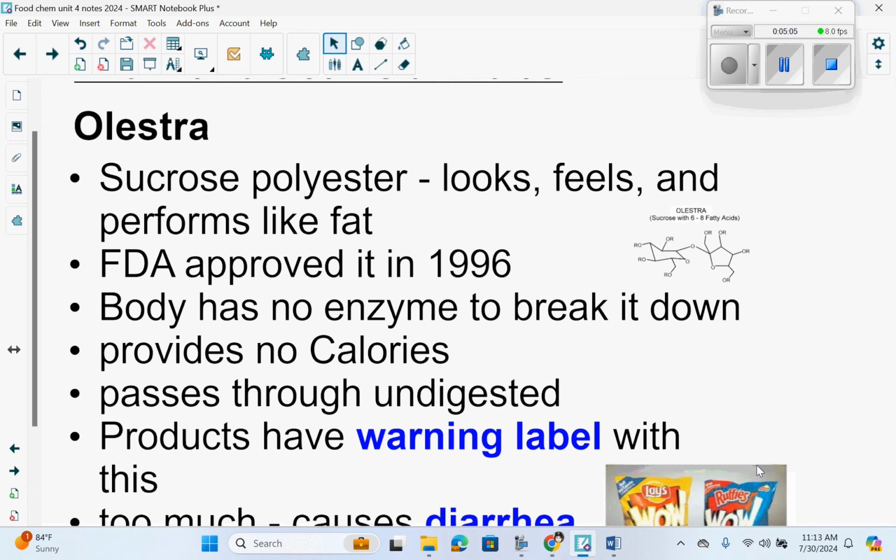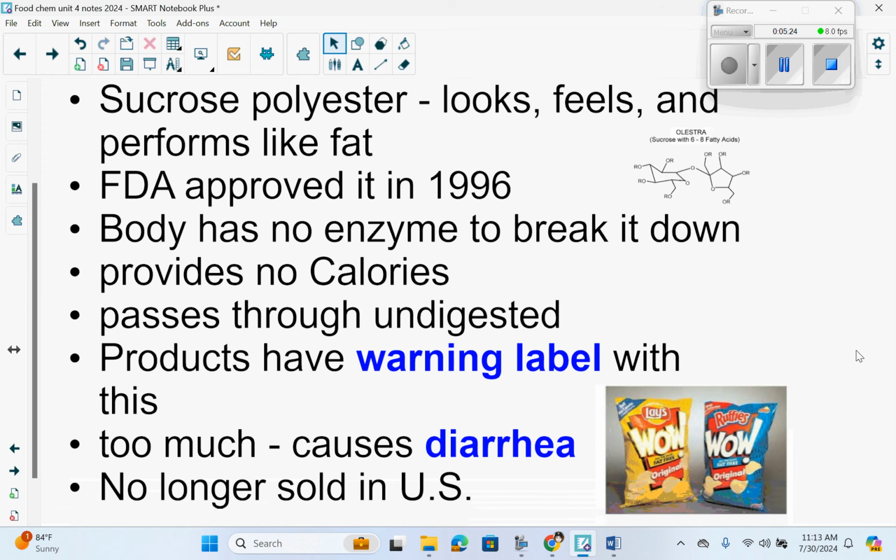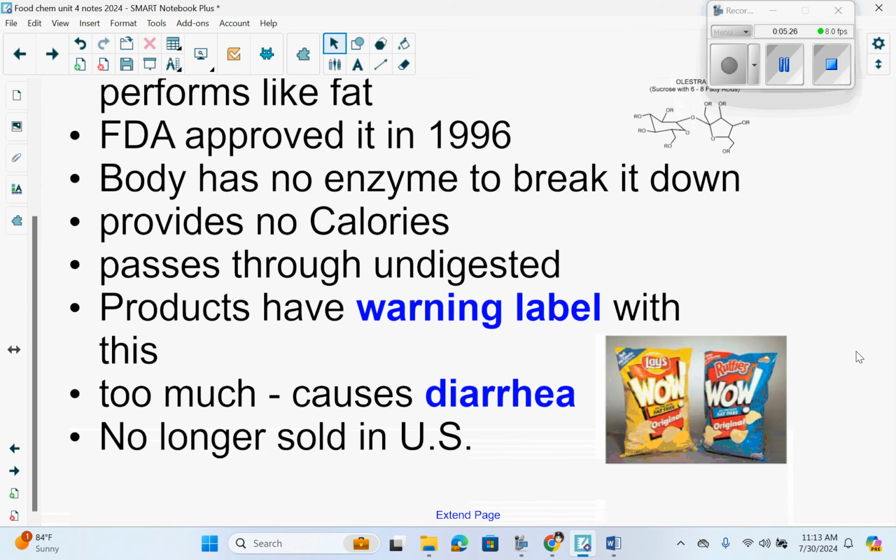Manufactured fats, olestra. This is a sucrose polyester. It looks, feels, and performs like fat. The FDA approved it in 1996, which is the year I graduated college. And I'll tell you why I'm telling you this in just a second. Your body has no enzyme to break it down. It provides no calories, and it just passes through you undigested.